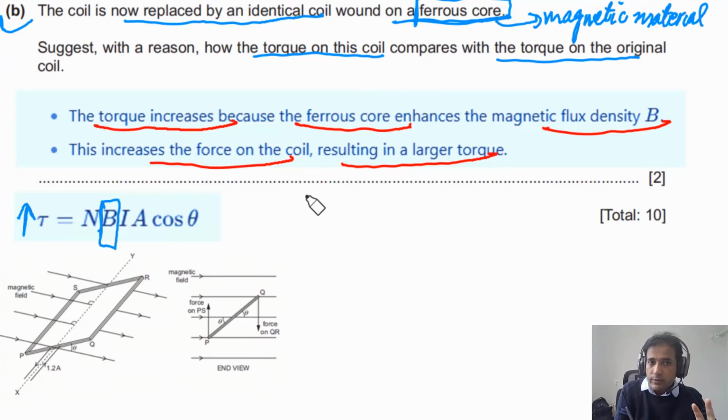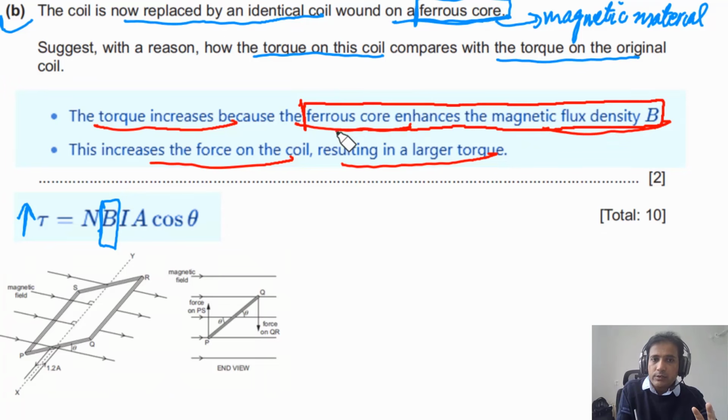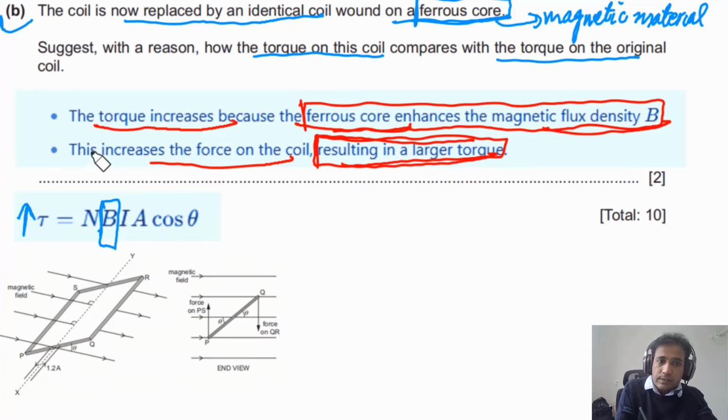So 2 points are very important. First thing, the ferrous core increases the magnetic flux density. So this point has to be in your answer. Then you need to also state it will increase the torque. So these 2 points at least have to be in your answer. This is also an important point. So it's better to use these 3 points, you can say.